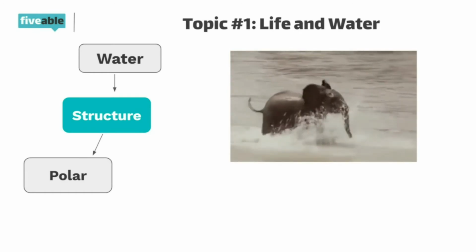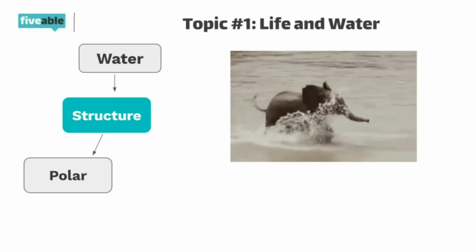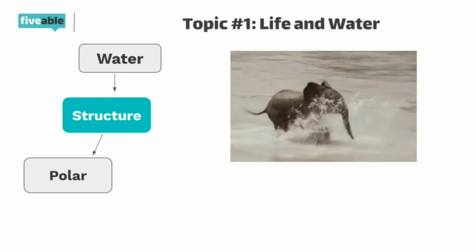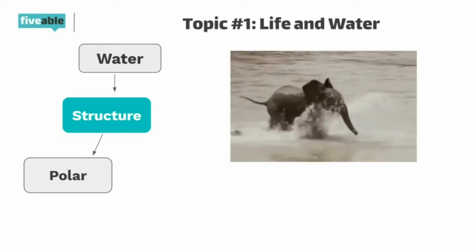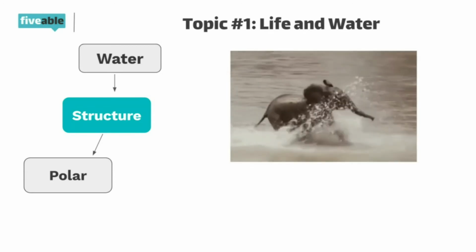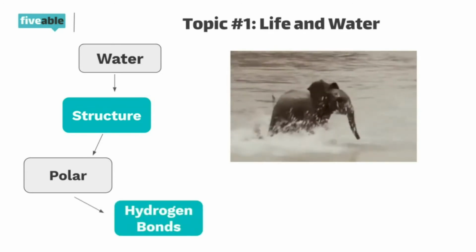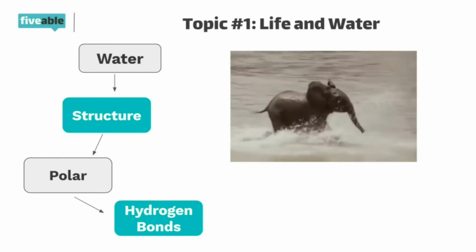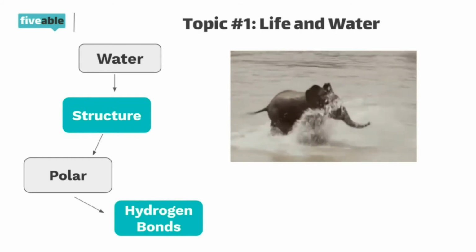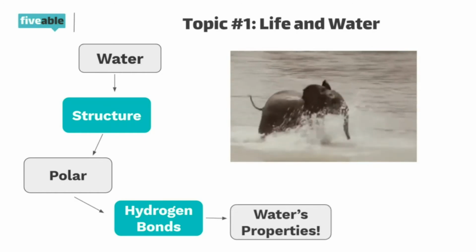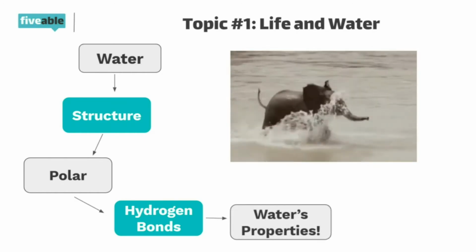But the specific structure of water, right, we all know it's H2O, right? So we have 2 hydrogens and 1 oxygen. It has a very specific and unique structure. It's that structure that gives it its polarity. The polarity is then what gives it the ability to make hydrogen bonds or have hydrogen bonds with other molecules. And then that all together is what gives water its properties.